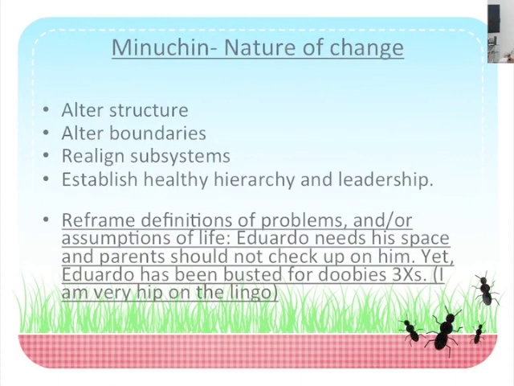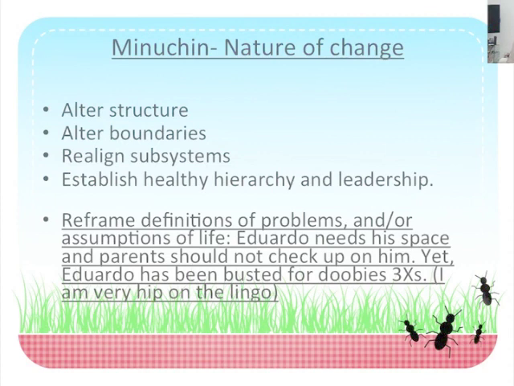So how does he go about changing things? There's a few different ways to do this. You can alter the structure. You can alter the boundaries. You can try and realign subsystems. And one of the main things I think of when I think about Minuchin's approach is establishing a healthy hierarchy. There is a concept, I don't know if he specifically called it this, but the idea of benevolent hierarchy. Hierarchy, I think, has gotten a bad name. But in families, it's a necessary thing. It's a part of leadership.